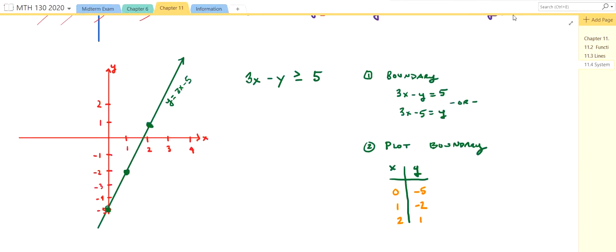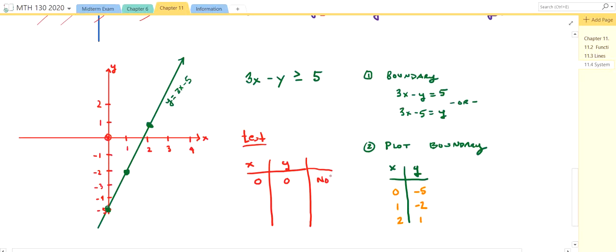Well, we can do this by taking test points and seeing if the inequality is valid. For example, let's choose a test point over here, 0, 0. So let's do these tests. When x is 0 and y is 0, what do we get for our inequality? Well, we've got 0 is greater than or equal to 5. Well, that doesn't satisfy our inequality. So things don't work on this side of the boundary line.